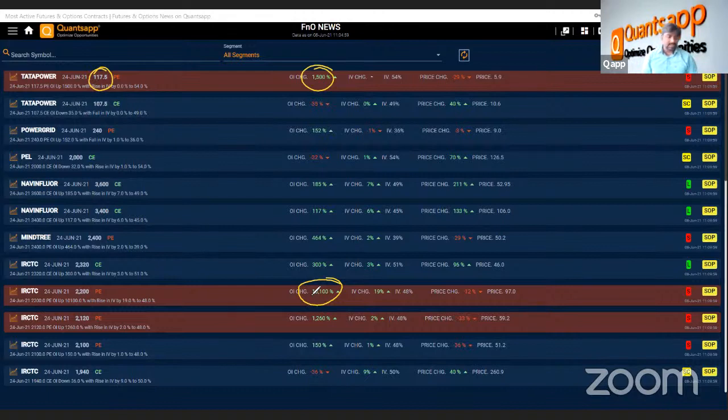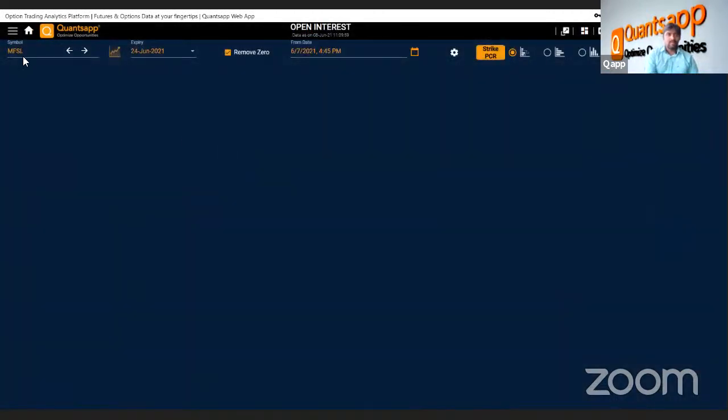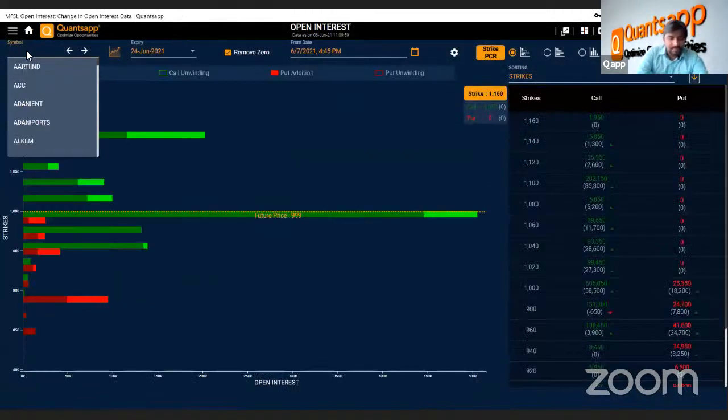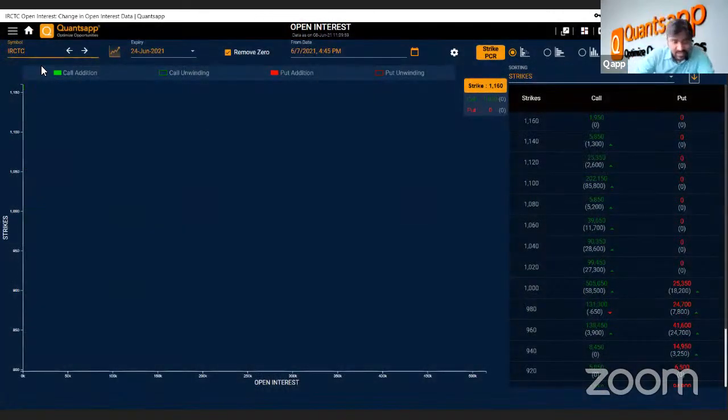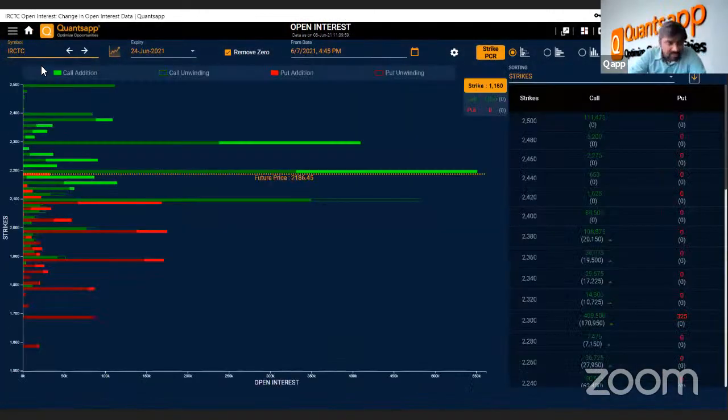So there could be two interpretations. Let's say this strike price is observing the highest OI. So you can check the OI again for this. Let's check for IRCTC. Now, the problem with certain stocks is that they are a bit illiquid on the option segment.